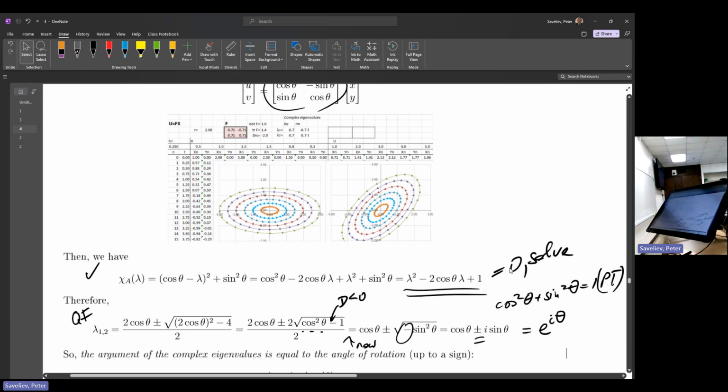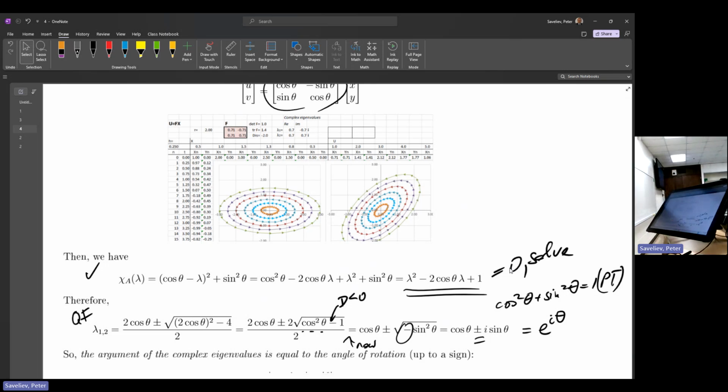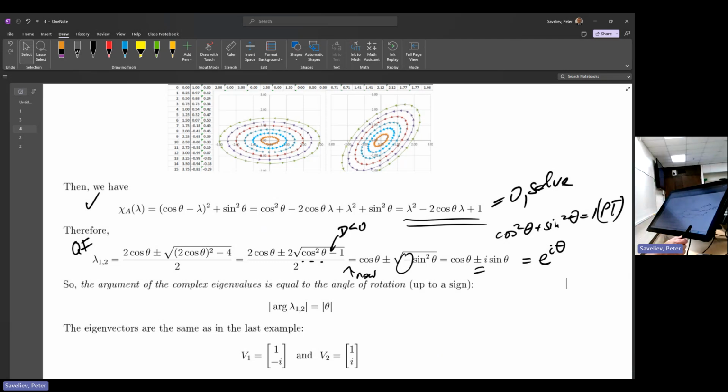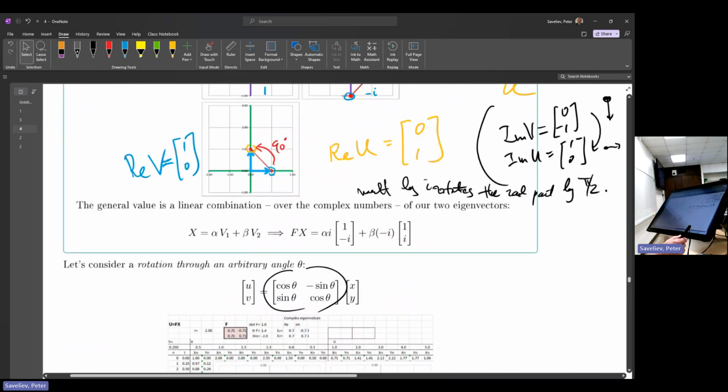So you might ask yourself, what is the meaning of the exponential function? That's the meaning of the exponential function: it is actually producing rotation by theta. Okay, so these are the eigenvalues. If you look at what they look like, they are complex conjugates, obviously. The argument is theta. So our rotation produces a complex number whose argument is that angle.